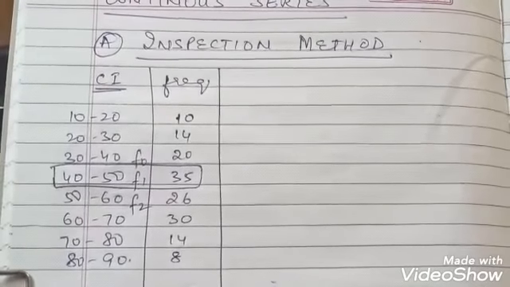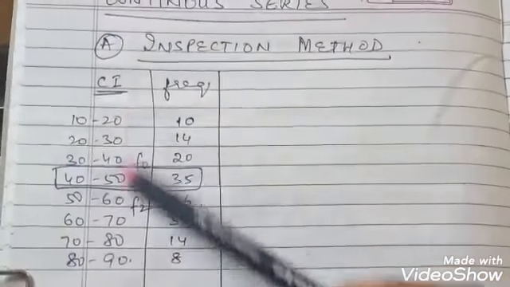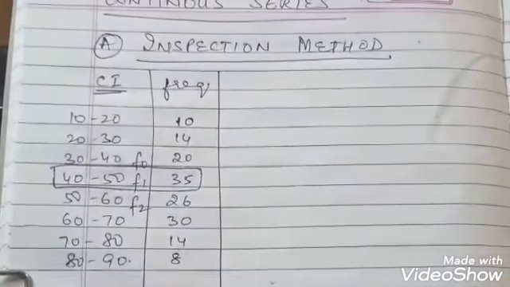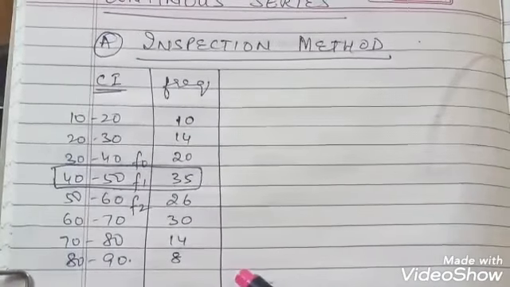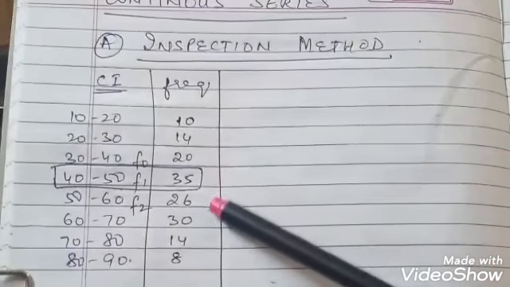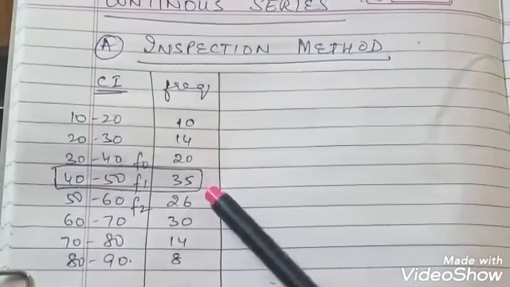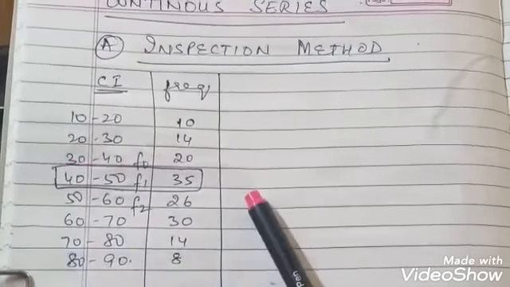Now you can see the numerical in front. It's continuous series 10 to 20, 20 to 30 and so on, and then you have frequency 10, 14. Now inspection method can be used if nothing is mentioned when you have the highest frequency. You see the highest frequency is 35, so take that entire block as the modal class.